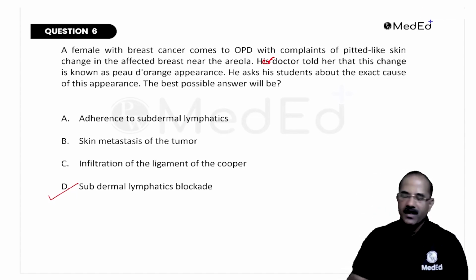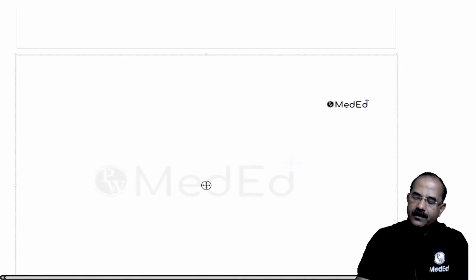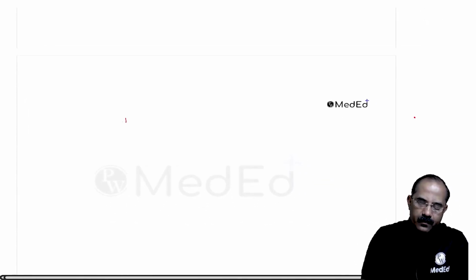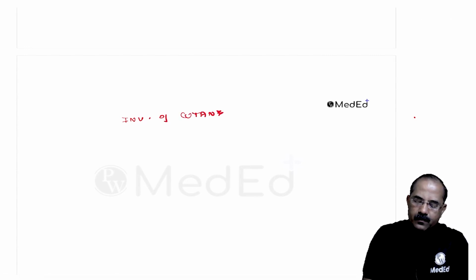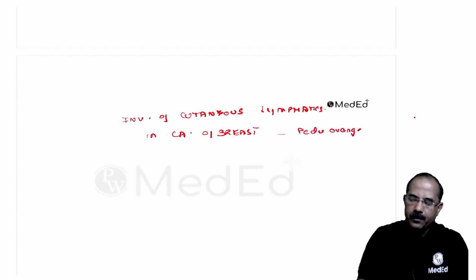Very good to all of you. Can anyone tell me the involvement of cutaneous lymphatics in cancer of the breast? Involvement of cutaneous lymphatics in cancer of the breast leads to peau d'orange appearance. Okay, that's fine. Involvement of lactiferous ducts.